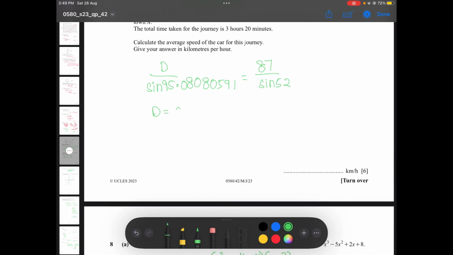So d will be sine of 95.08080591 into 87 divided by sine of 52. When we figure this out, our answer here, sine of this value into 87 divided by sine of 52, is going to be 109.9707818.